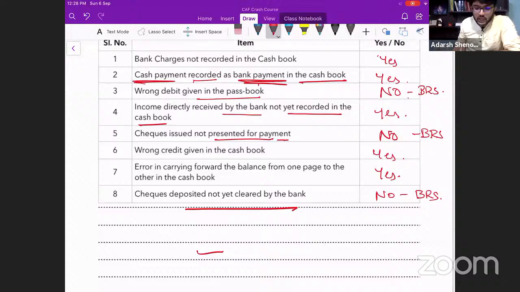This is a pure timing difference. The second adjustment in that slide, we discussed this yesterday, how it is a timing difference. We record it when the check is deposited, the bank will record it when it is cleared. So it is because of that clearing house and all that will come into picture. I discussed all this yesterday. So it's a genuine timing difference. It's not an error on our part.